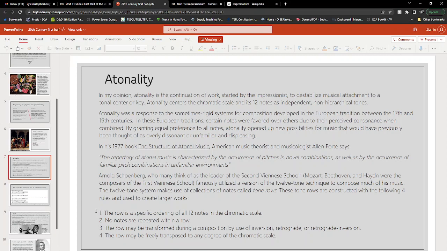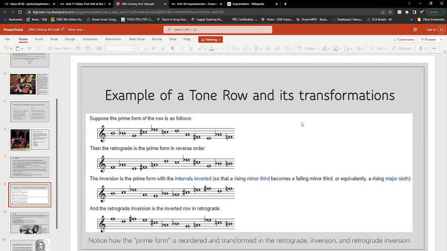So I can move these notes all up a whole step, down a whole step, up a fifth, down a fifth, however I want. But they have to stay in kind of the same order, the same relationship to one another. So here's an example of what we're talking about with a tone row. If I was an atonal composer, I would start off doing what's here on the top. It says, suppose the prime form of the row is as follows.